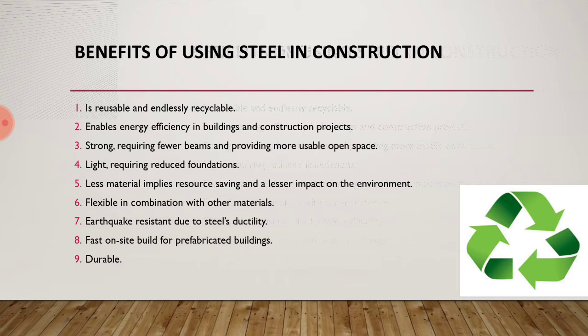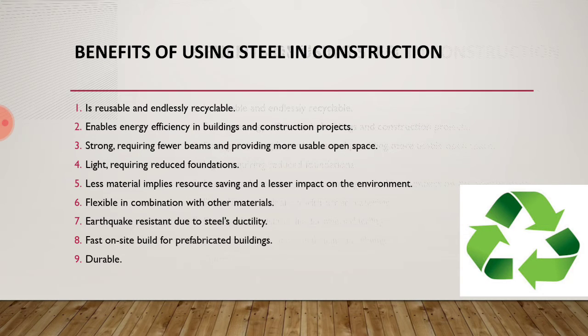Number 6, it is flexible in combination with other materials. Yes, steel has a very good flexural strength and ductility as compared to other materials, so its point of breaking is very high. Number 7, earthquake resistant due to steel's ductility. This is a structural property. It is a very good material to resist tensile movement or shear stress.